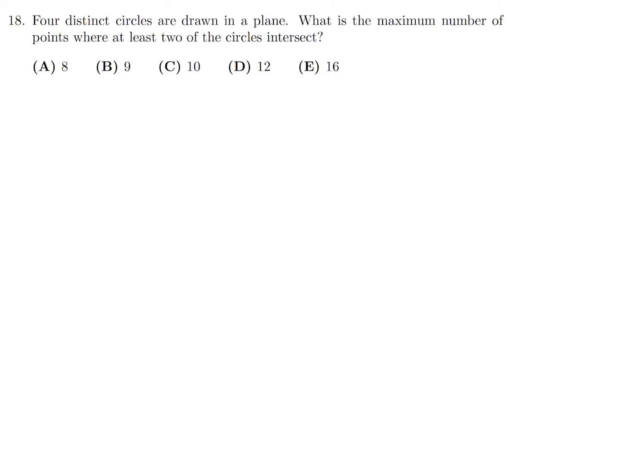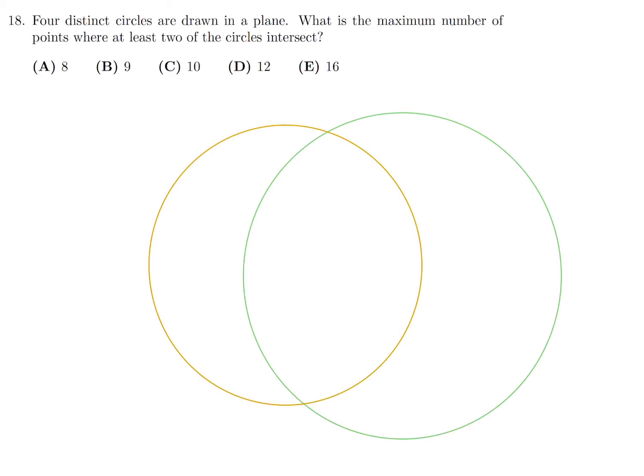Four distinct circles are drawn in a plane. What is the maximum number of points where at least 2 of the circles intersect? Okay, so 4 of them, right? So here's our first circle. Let's use different colors. Draw a second circle. So now we've got 2 intersection points.